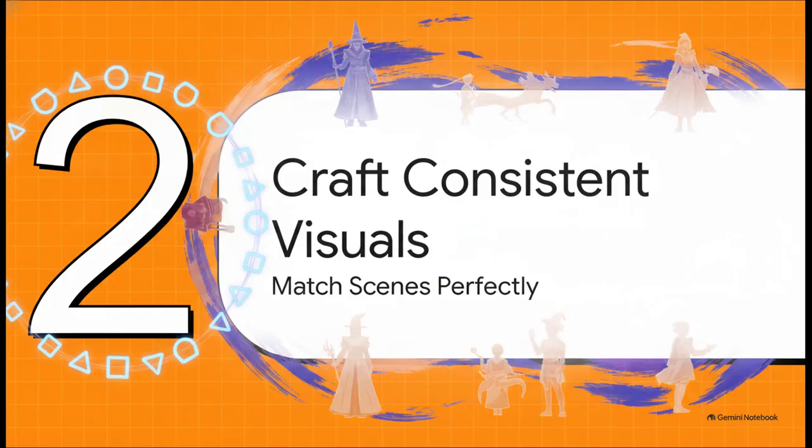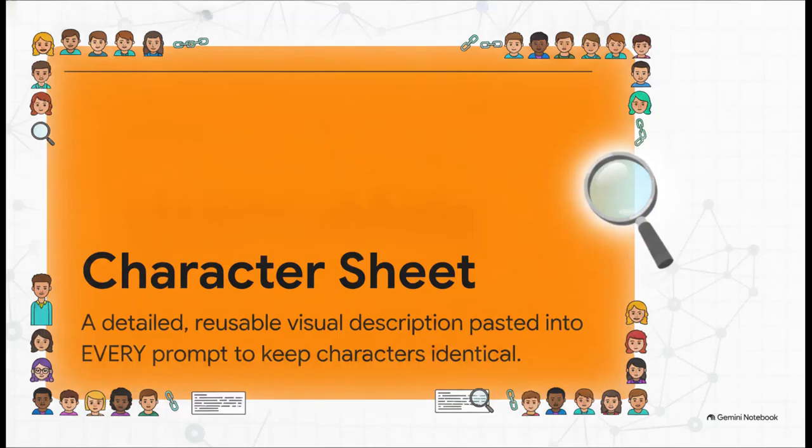Okay, moving on to step 2, crafting consistent AI visuals. This is the secret to matching scenes perfectly. This right here addresses the absolute biggest beginner frustration in AI video. How on earth do creators keep their characters looking identical from shot to shot? Well, spoiler alert, it's not some crazy expensive magic tool.